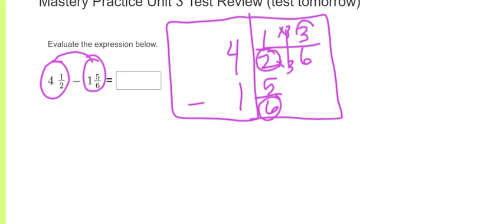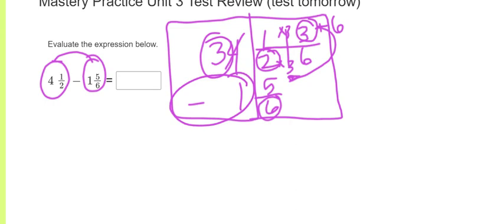So this first fraction, we need to subtract 5/6 but we don't have 5/6. We only have 3/6. So we're going to borrow a fraction of 6 from the whole number, and then we can subtract from there. So 3 minus 1 is going to give us 2. We took one of the whole numbers, put it into the fraction.